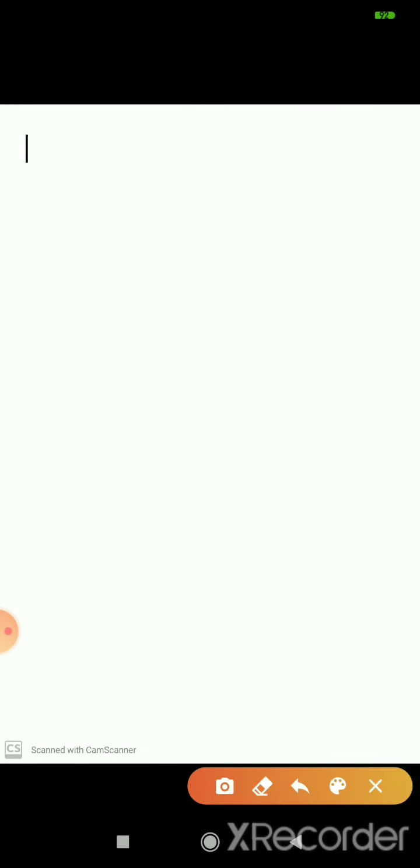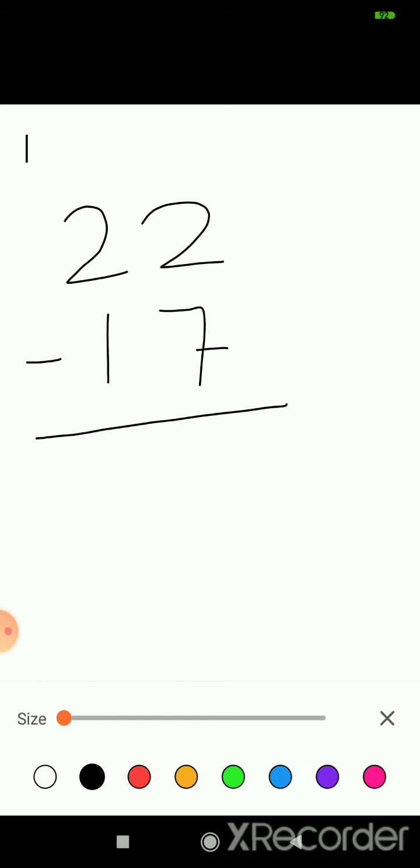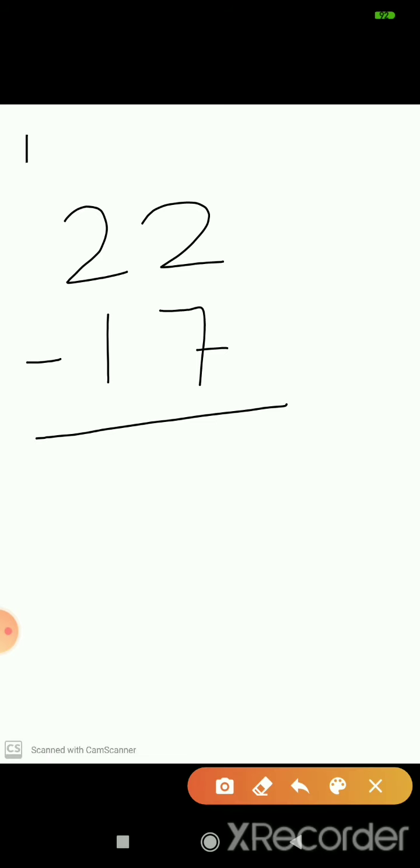So, if we want to subtract 22 minus 17, what are we going to do? Students, we cannot subtract 7 from 2 because 7 is the bigger number. The bottom number is bigger. So, we have to borrow 1 from the tens column.